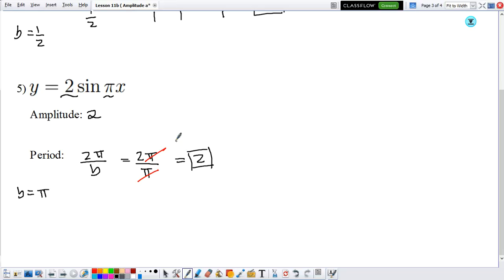This is how you find the amplitude and the period of a function. The amplitude is the number in front of the function, which is always positive, and for the period, we're always going to use the same formula, 2 pi over b. So your task is to just find out what b is, plug it in, and simplify if possible.